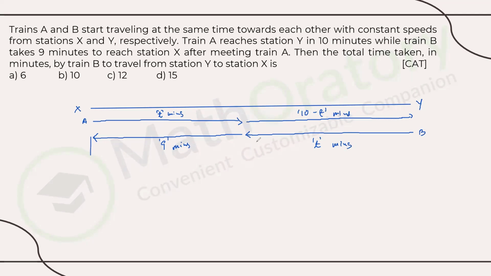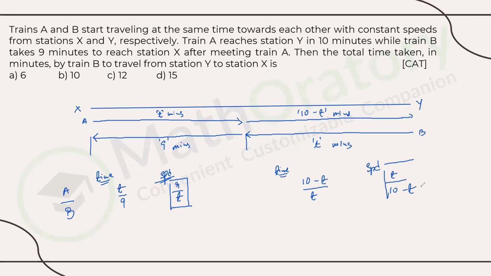So we have two segments. In the first segment, for A and B, the time ratio is T by 9. So the speed ratio should be 9 by T. Right. For the second segment, the time ratio is 10 minus T upon T. So the speed ratio should be T upon 10 minus T. Okay. So we have the speed ratios from two different angles.